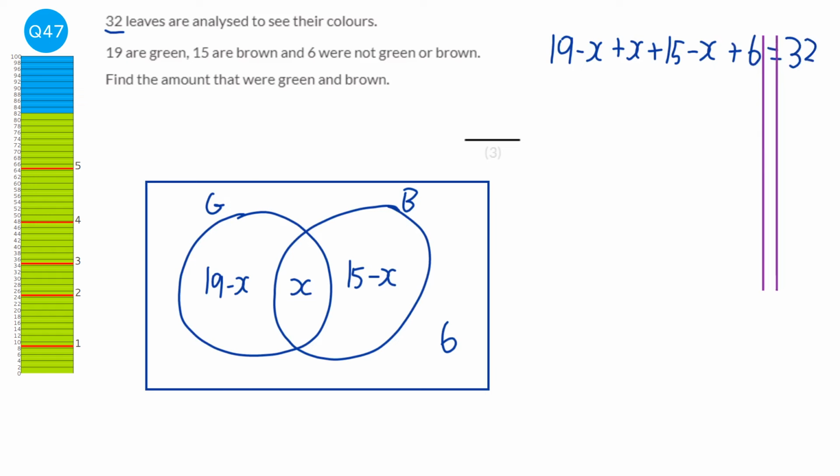And let's get our solving lines in. So we've got minus x and minus x, so that will be a minus 2x. And we've got 19 plus 15 plus 6, which will be 40, equals 32. We're going to take away the 40 both sides.